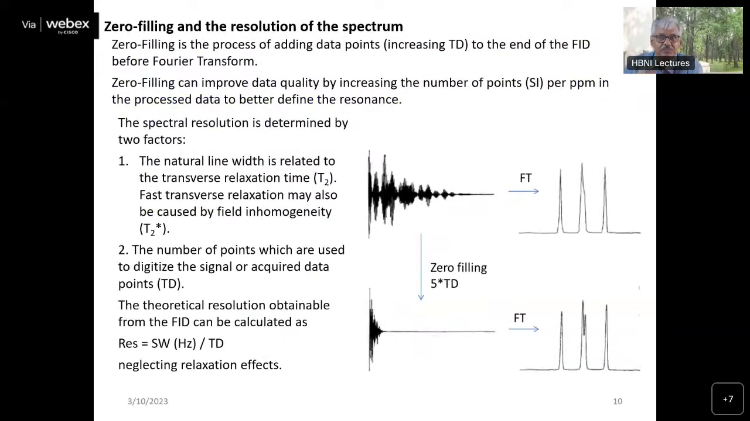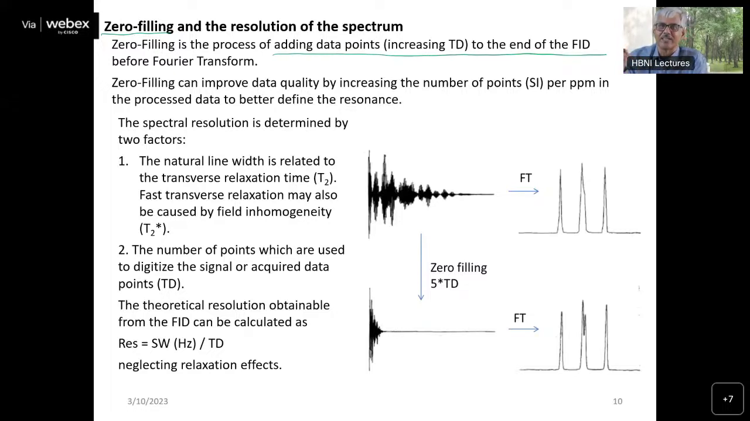Now, if you want to improve the resolution of the spectrum, there is a process called zero filling. Zero filling means you are putting in additional data. So what is zero filling? Zero filling is the process of adding data points to the end of the FID. At the end of the FID you do not have any signal, so the signal intensity will be zero.